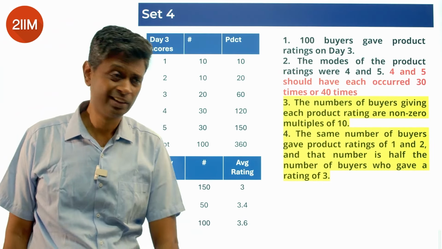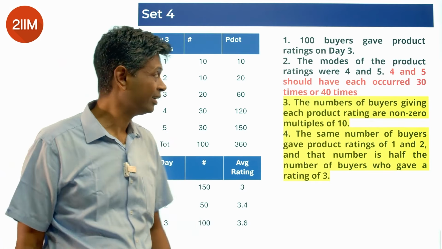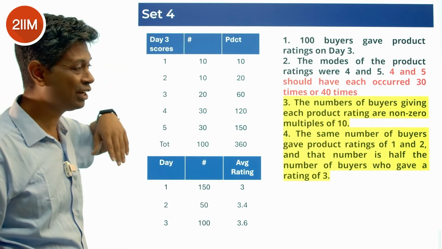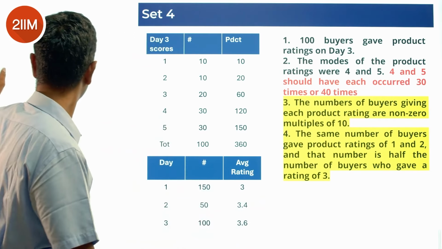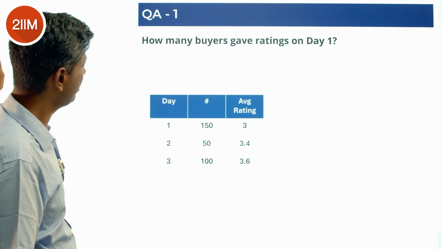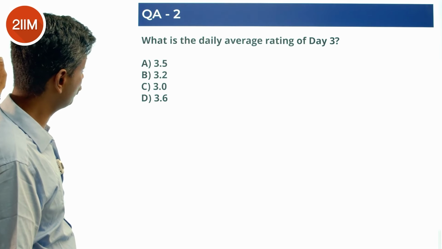Super, we're done. We've got exactly the total number of ratings for day 1, day 2, day 3. The day 3 individual splits and day 2 individual splits also we've got. How many buyers gave ratings on day 1? 150, we know this.